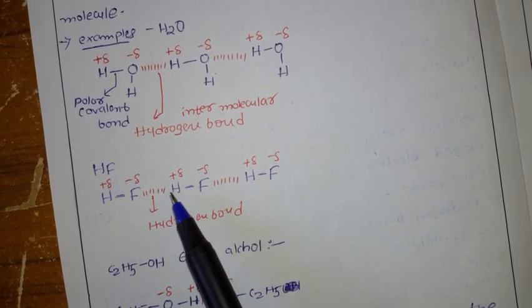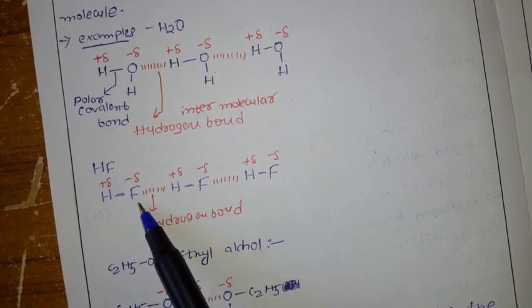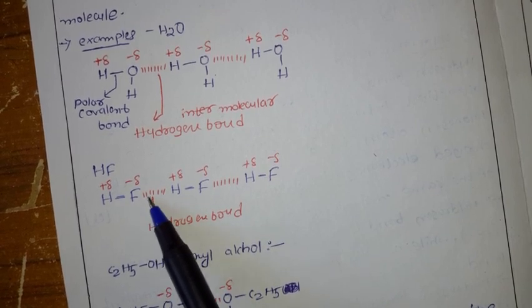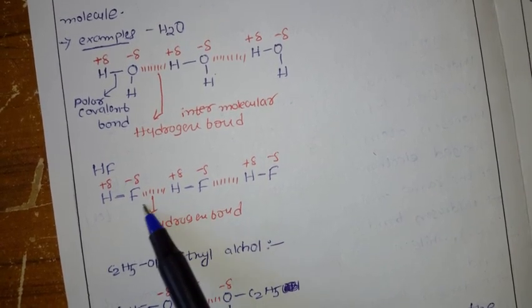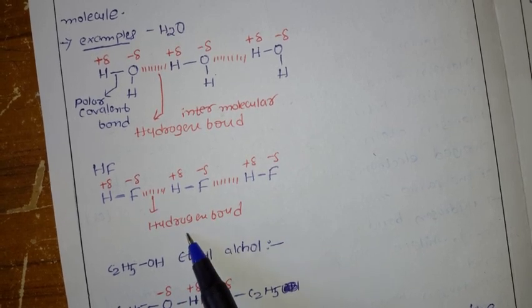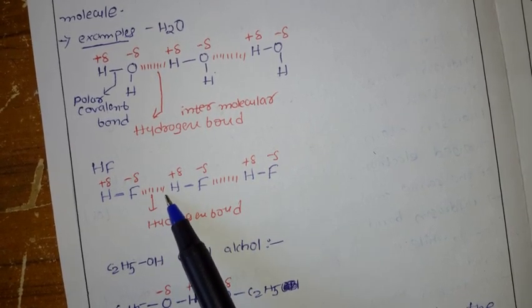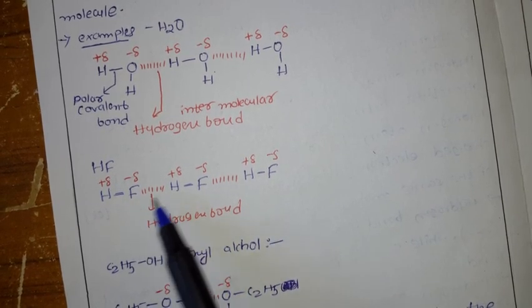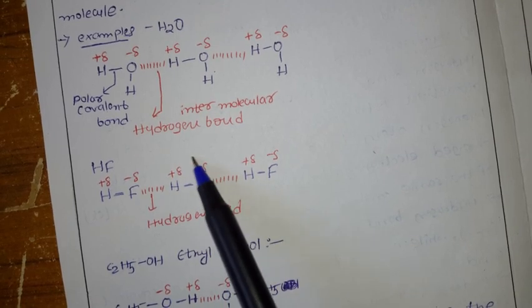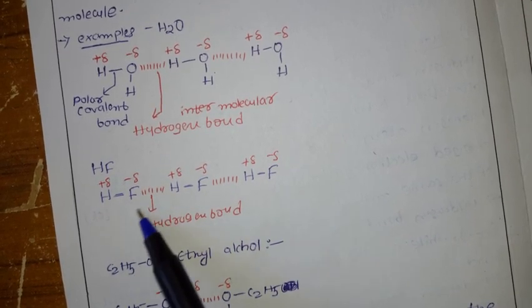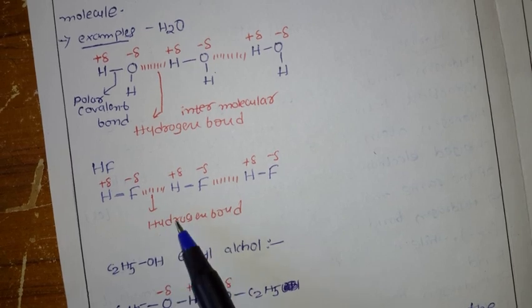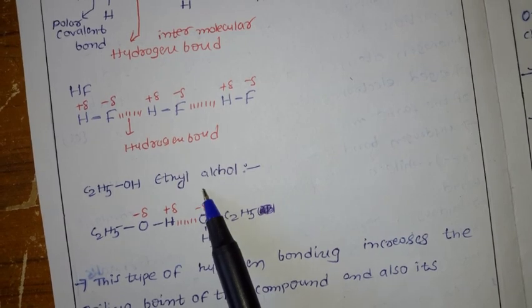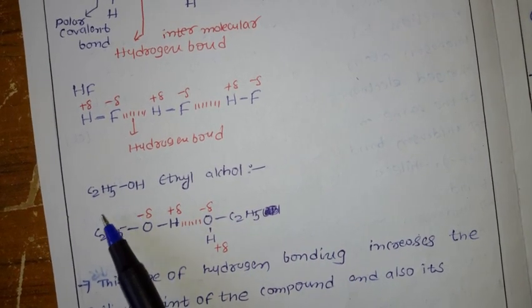Now this hydrogen atom has a bond with this fluorine atom. So what is our definition? Hydrogen, partially charged, has a bond with a highly electronegative element like fluorine, oxygen, or nitrogen. In this case we have fluorine. So this type of bond is called a hydrogen bond. We show it with a dotted line, between two molecules. Why? Because here the hydrogen atom is in this molecule and the fluorine is in that molecule. So this type of bond is called an intermolecular hydrogen bond.